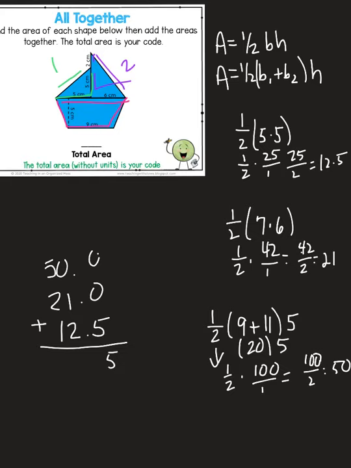So we have 5, and because we're adding, we're going to carry our decimal down. We had 1 and 2, and that equals 3. 5 plus 2 is 7, plus 1 is 8. So our total area is 83 5/10.